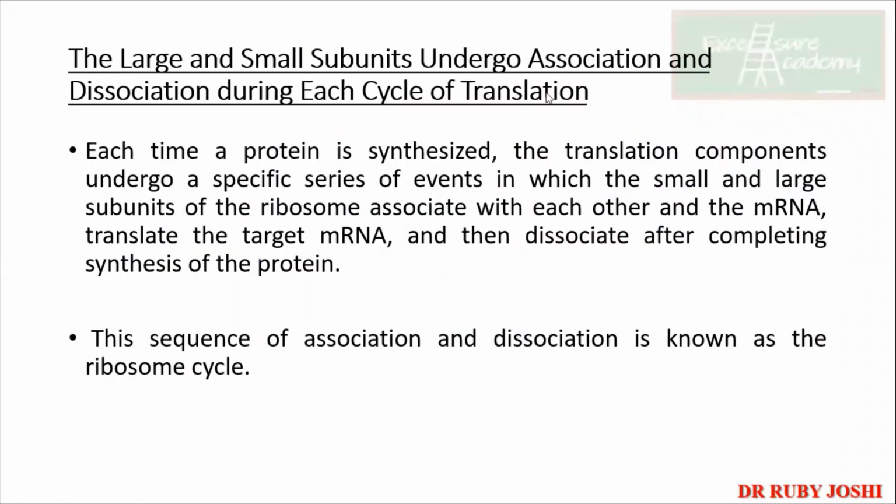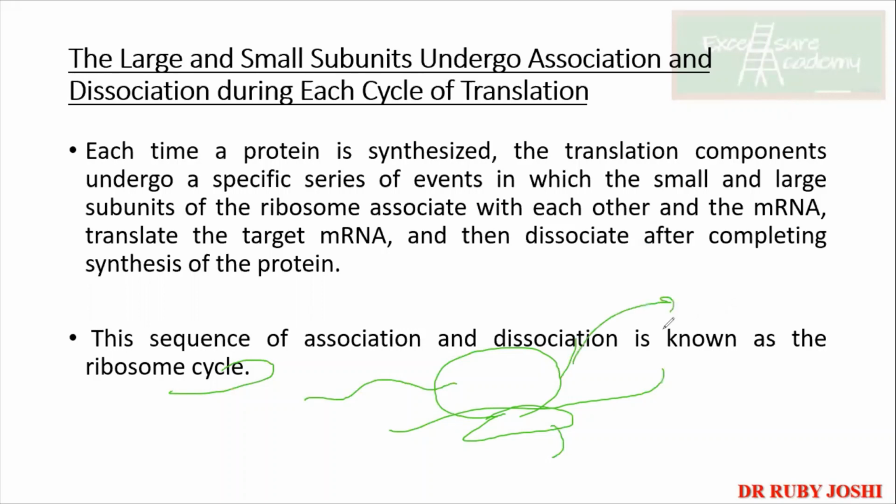Okay. So now the large and small subunits undergo association and dissociation during each cycle of translation. This is also known as the ribosome cycle. What we are trying to say here is that as soon as translation happens, of course the mRNA is there, the 30S subunit comes, the 50S subunit comes, the protein is synthesized, and again it leaves and goes and binds to another mRNA and starts the translation.